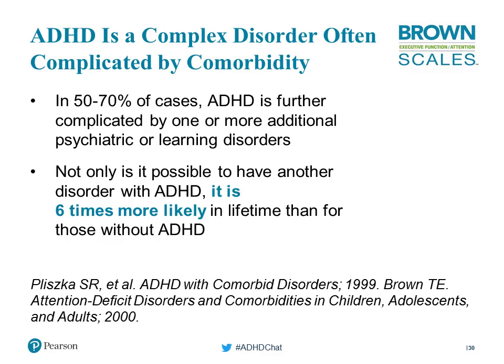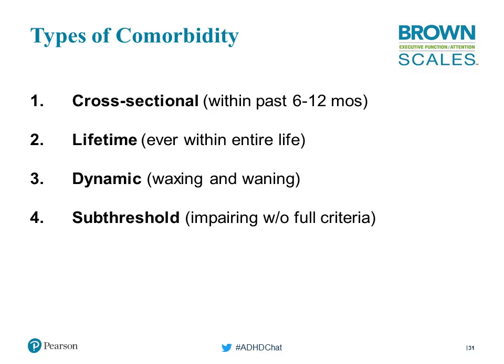And if you look at adults, they did a national epidemiological study, and they found that among adults, if they looked at them at about 44 years old, they were 6 times more likely in their lifetime up to that point to have at least one other psychiatric disorder. It could be depression, it could be anxiety, it could be substance use. The fact is that ADHD is often accompanied by some additional problem.